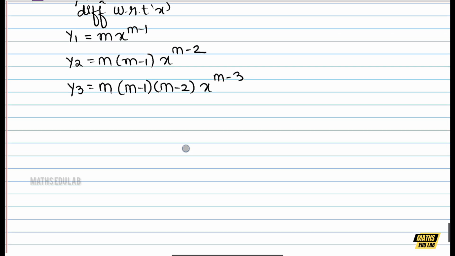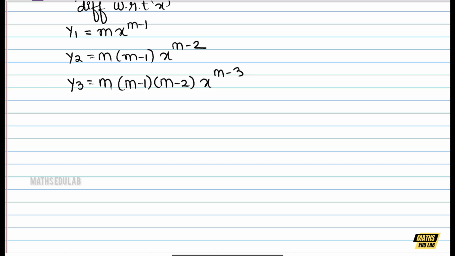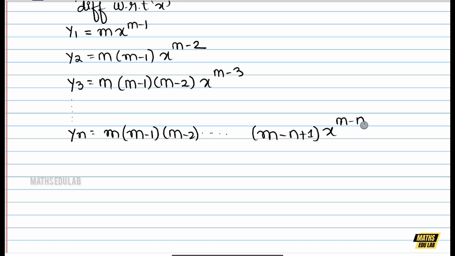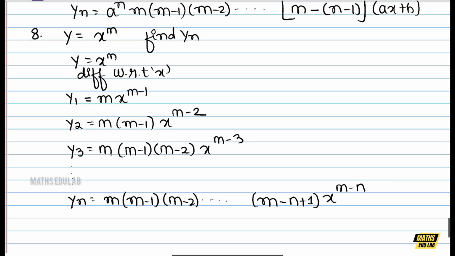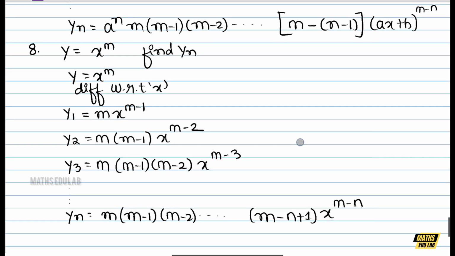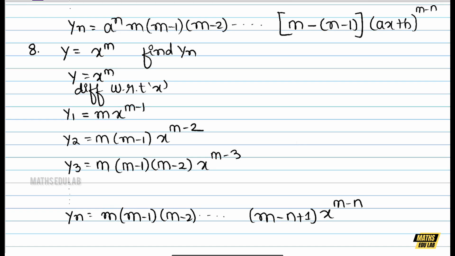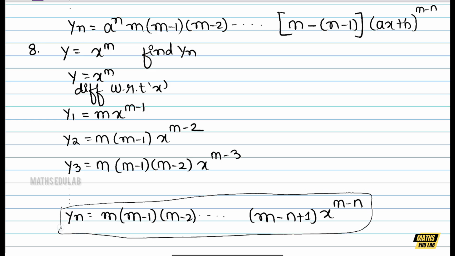So this is the third order derivative of the given function, and the nth order derivative of the function will be written as m into m minus 1 into m minus 2 up to m minus n plus 1 times x to the power m minus n. This is what we call the nth order derivative of the given function. So these are the 8 standard forms. By using these standard forms and the nth order derivative formula, we can get the answer for any kind of question based on higher order derivatives.